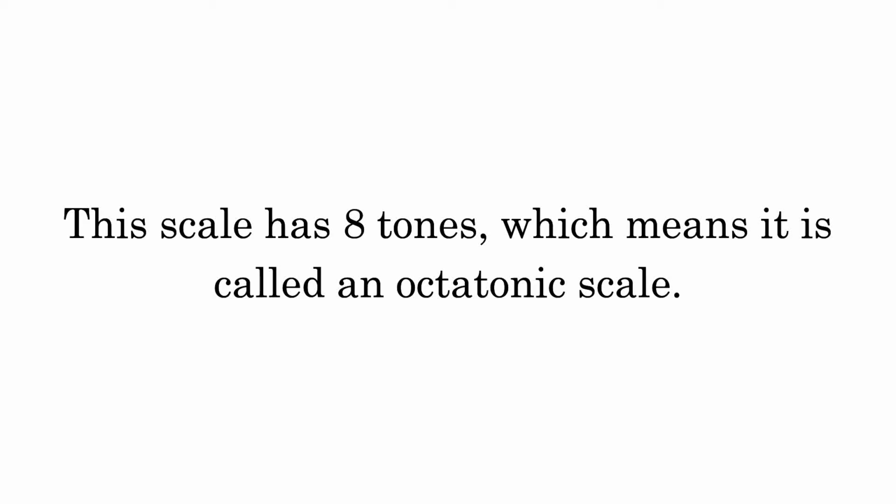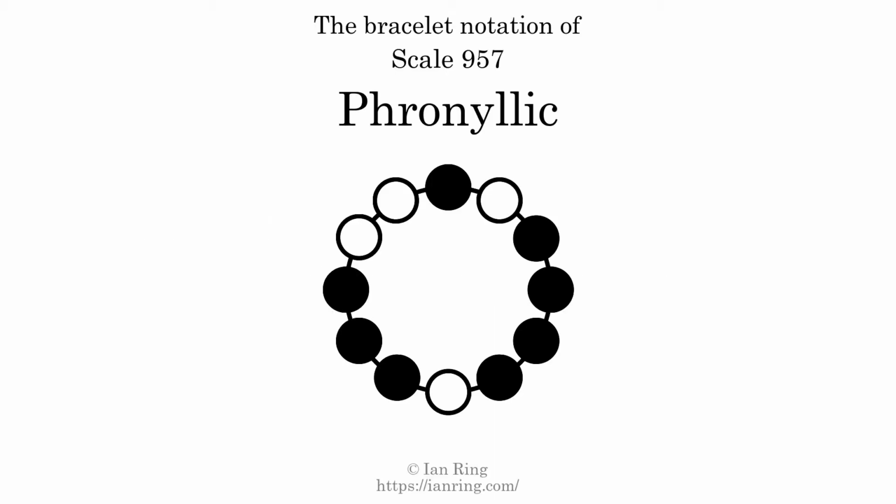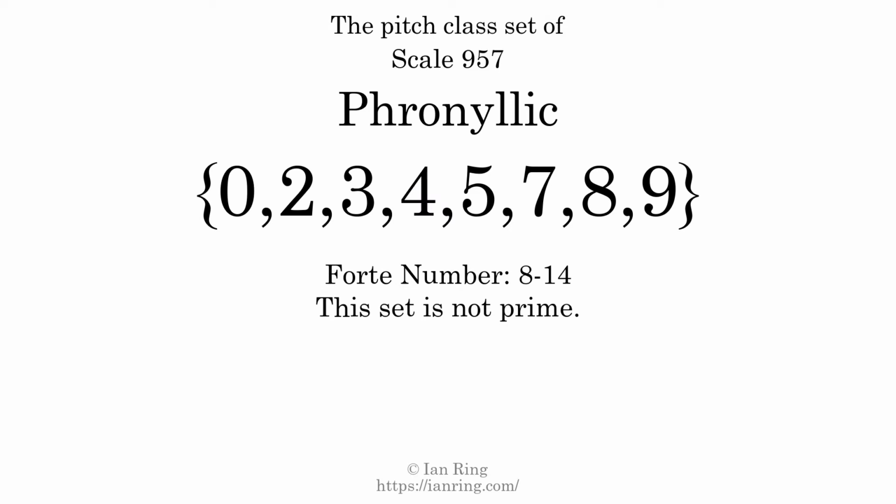This scale has 8 tones, which means it is called an octatonic scale. This is a bracelet notation diagram of scale 957. The shaded circles represent tones that appear in the scale, and they are read clockwise, starting at the top. The pitch class set for this scale is 0, 2, 3, 4, 5, 7, 8, 9.